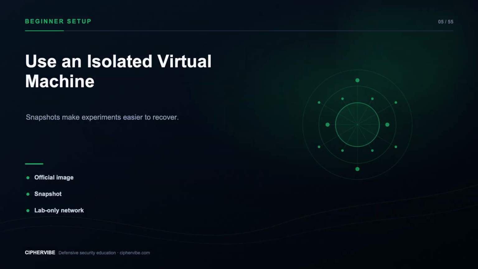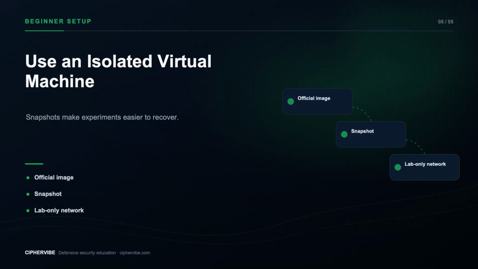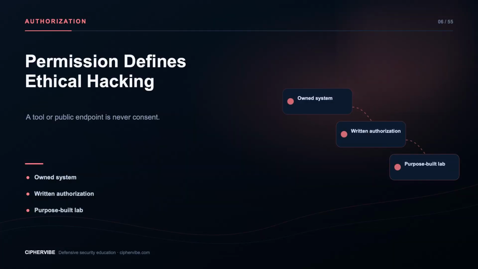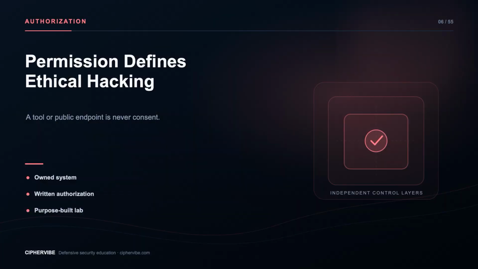For a beginner, an official Kali virtual machine is usually the safest starting point. It separates the guest from your main operating system and lets you revert snapshots. Use synthetic data and a lab network, not real targets. Practice only on systems you own, systems you are explicitly authorized in writing to assess, or purpose-built labs. Finding a system, knowing a command, or installing Kali does not grant permission to test it.